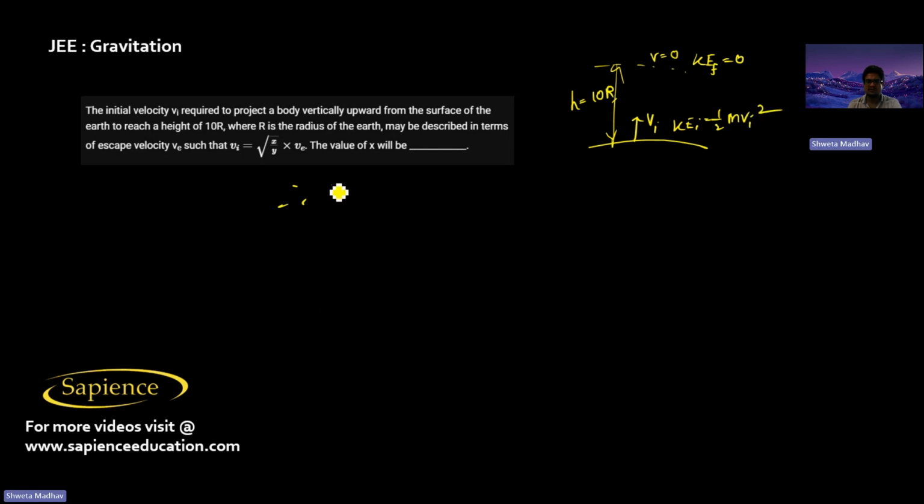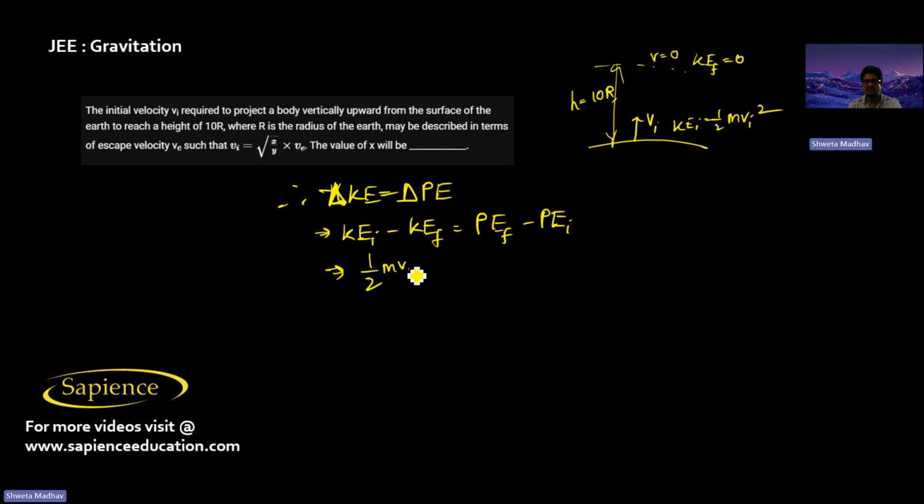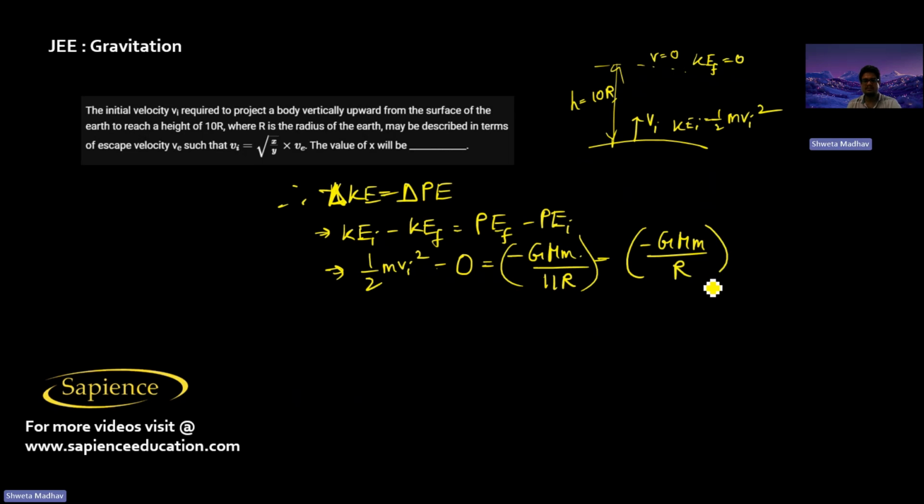So now we can say that the loss in kinetic energy is equal to the gain in gravitational potential energy. The loss in kinetic energy is kinetic energy initial minus kinetic energy final, that is equal to the final potential energy minus the initial potential energy. So initial kinetic energy is half m vi square minus 0, that is equal to the final potential energy, which is minus GMm by (R plus h), which is 11R, minus minus GMm by R.